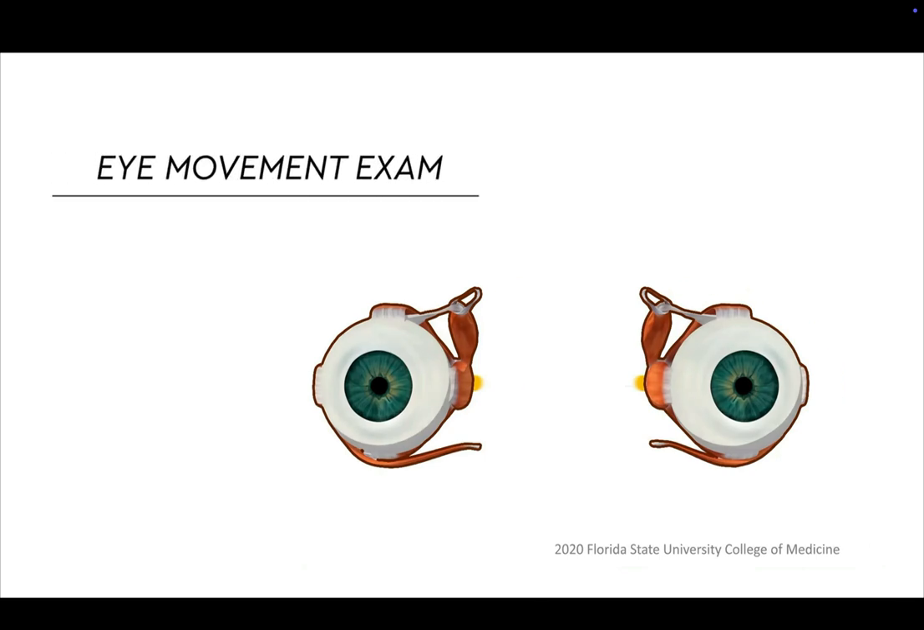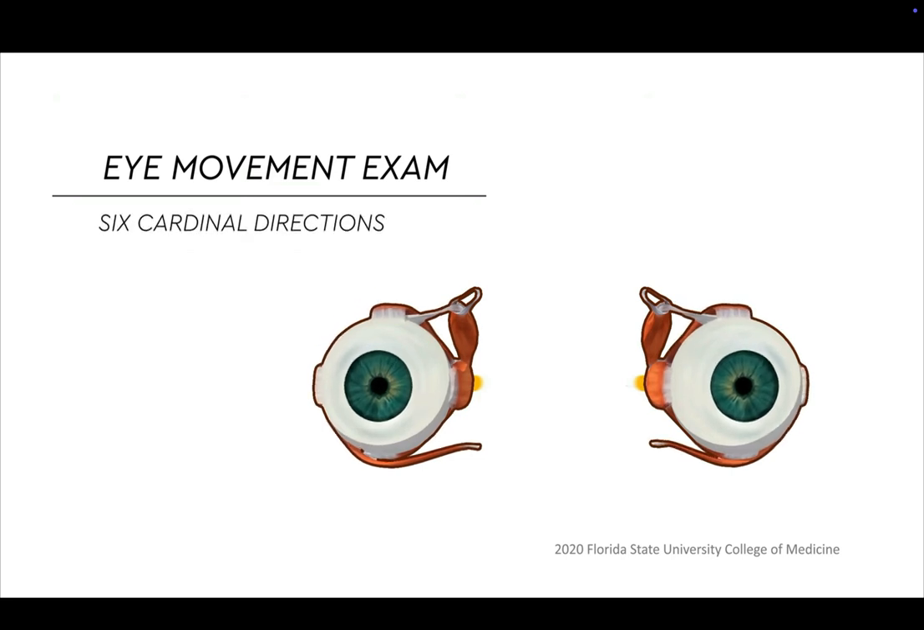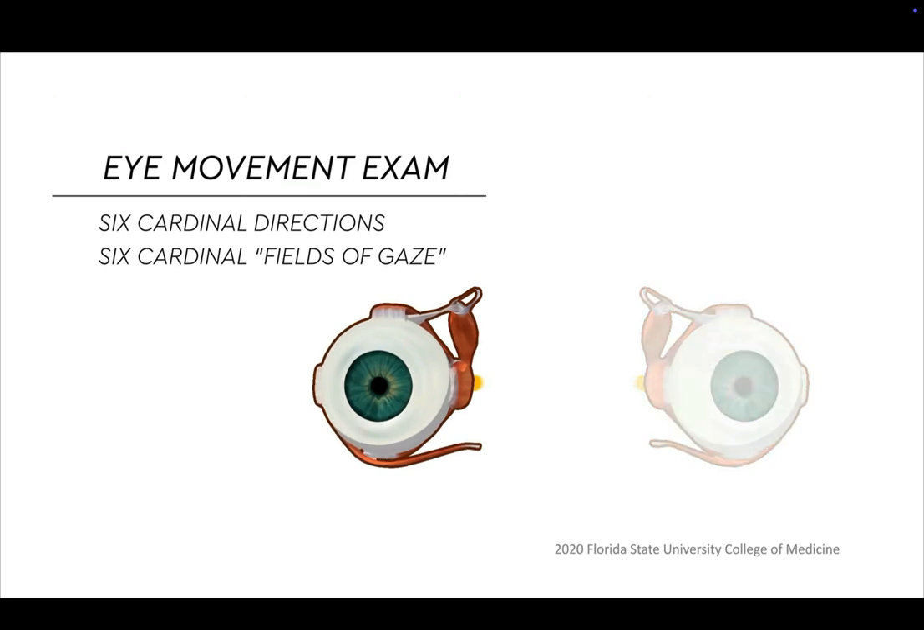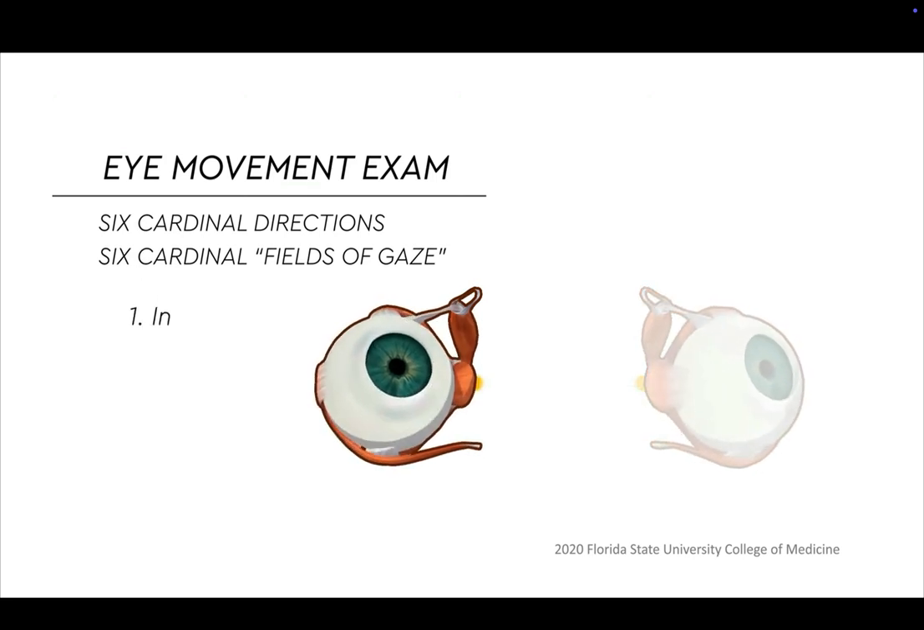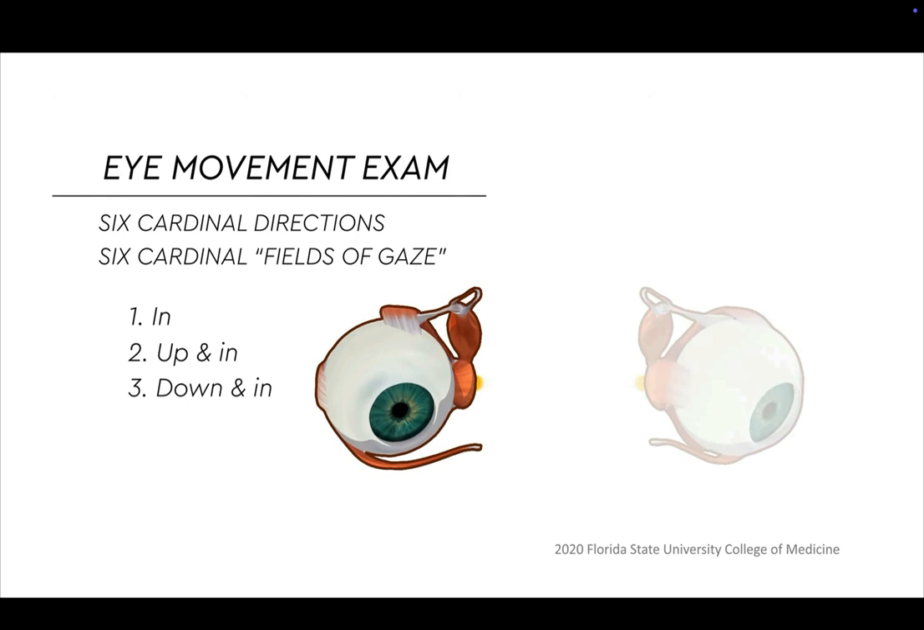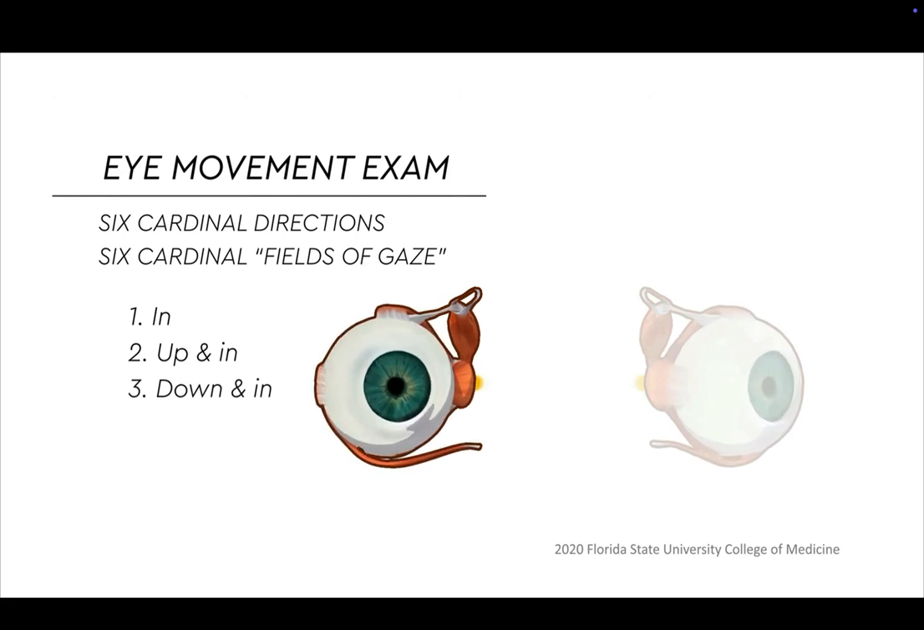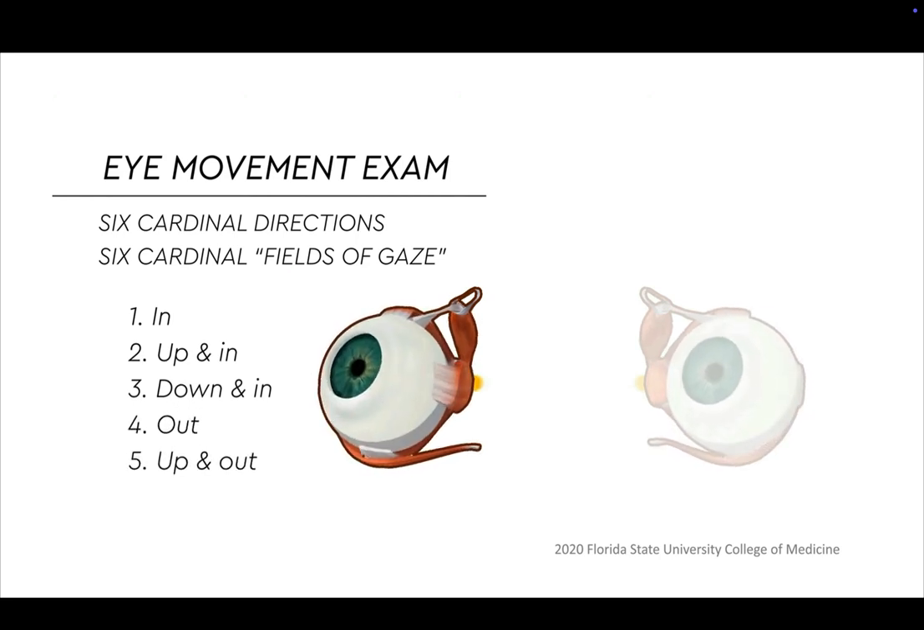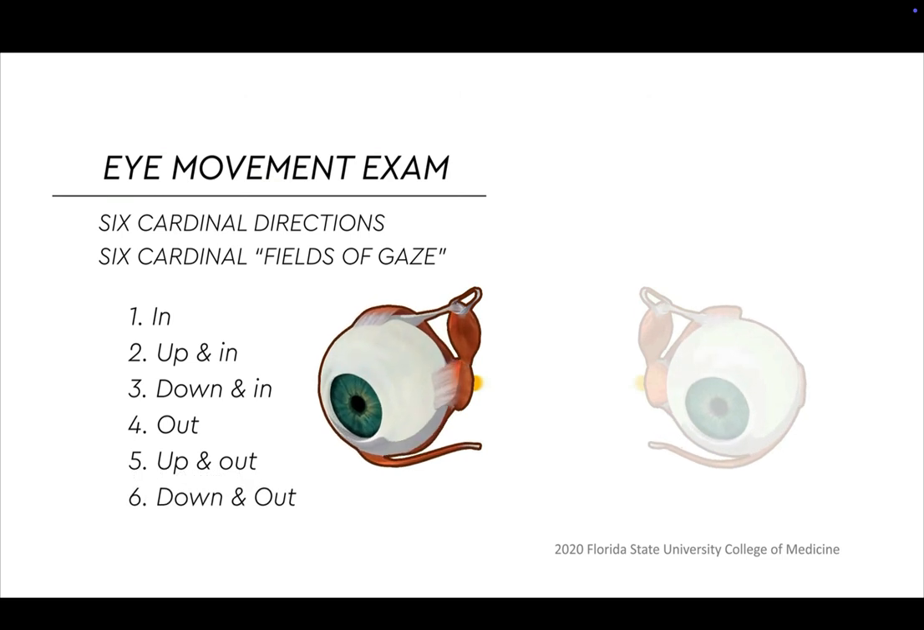As you watch this video, note how the extraocular movement examination tests each of the extraocular muscles. It is a basic eye movement exam that tests the function of each extraocular muscle by having the patient sequentially look in each of 6 cardinal directions, also referred to as the 6 cardinal fields of gaze. These are in, up and in, down and in, out, up and out, and finally down and out.